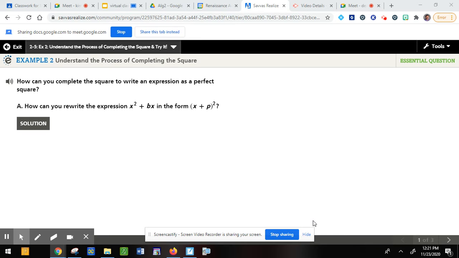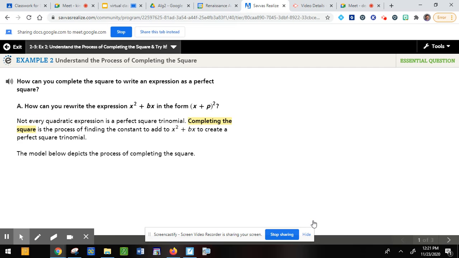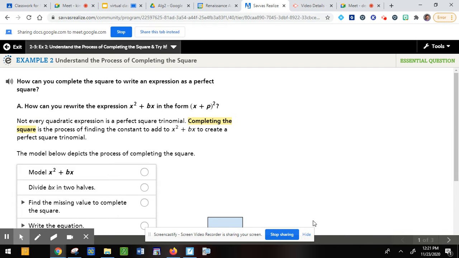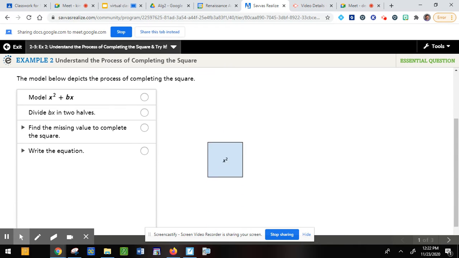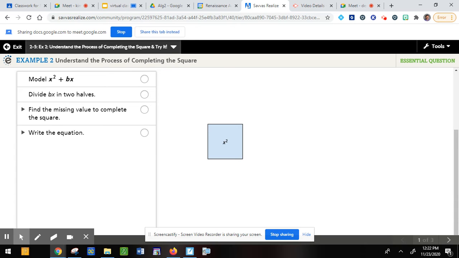So let's take a look at the example here. Not every quadratic expression is a perfect square trinomial. Completing a square is the process of finding the constant to add to x squared plus bx to create that perfect square. This is kind of interesting. I never really thought about it like this.